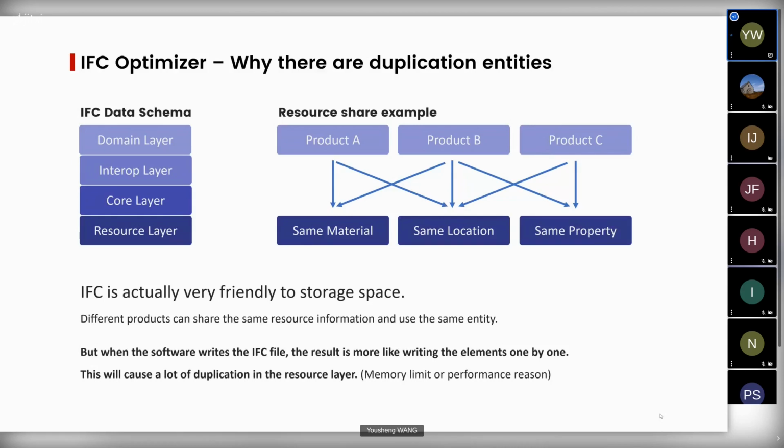And that's saying for each product which uses the same resource, for example, a point with 0,0,0, an entity will be created for each product. And this will lead to a lot of duplication in the resource layer. Actually, it's not kind of wrong.